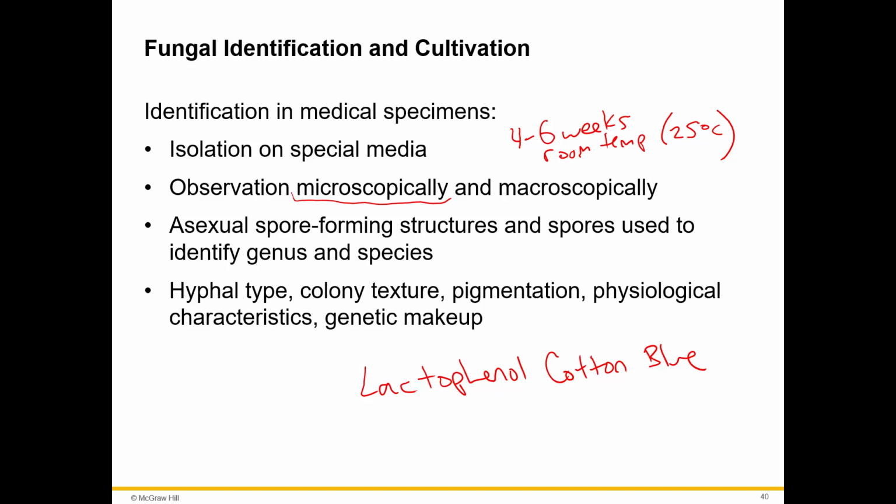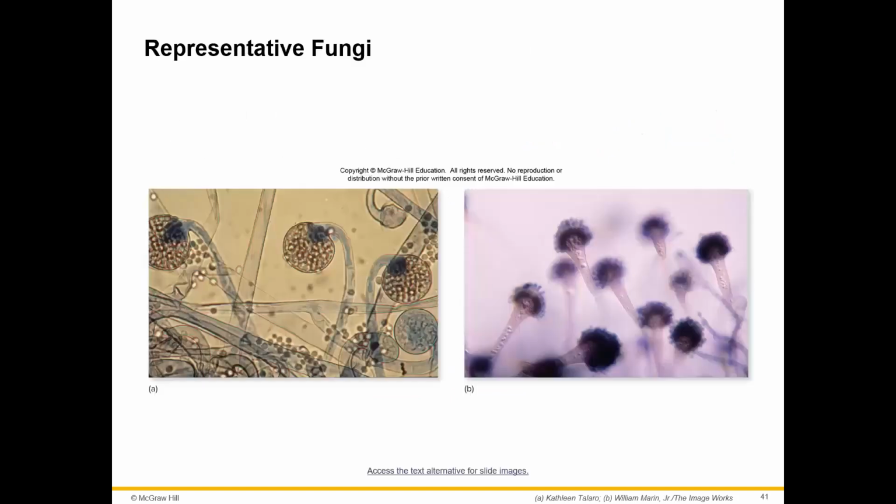Asexual spore-forming structures and spores are used to identify genus and species, along with the hyphal type, colony texture, pigmentation, physiological characteristics, and genetic makeup. And this is a picture of representative fungi. So here you can see hyphae, and then you can see one of the fruiting bodies, and all of these little dots are spores that are released from the fruiting bodies. Here you can see another type of fungus. You can see a hypha leading up to a fruiting body, and the spores are emerging from the top of this fruiting body.